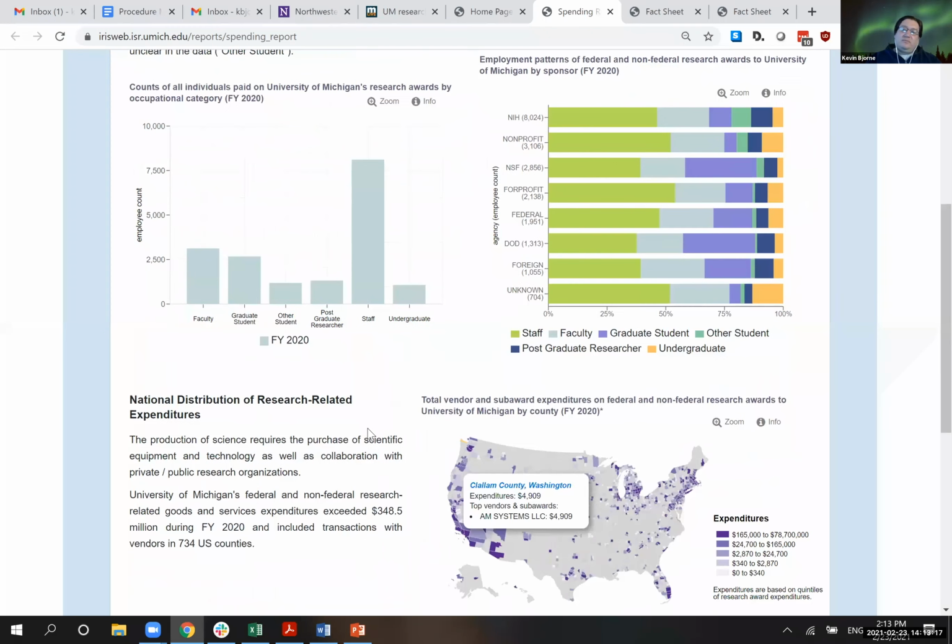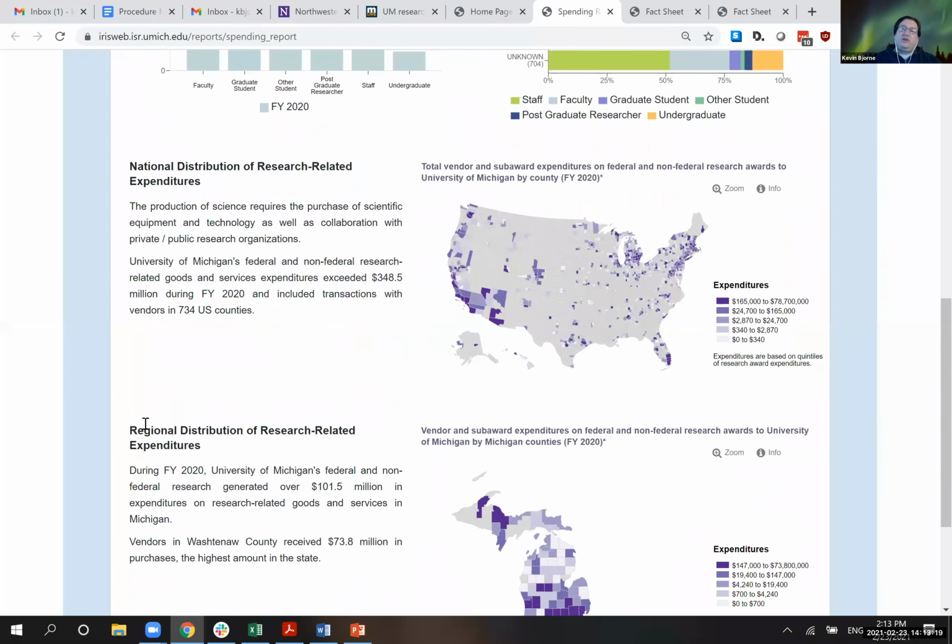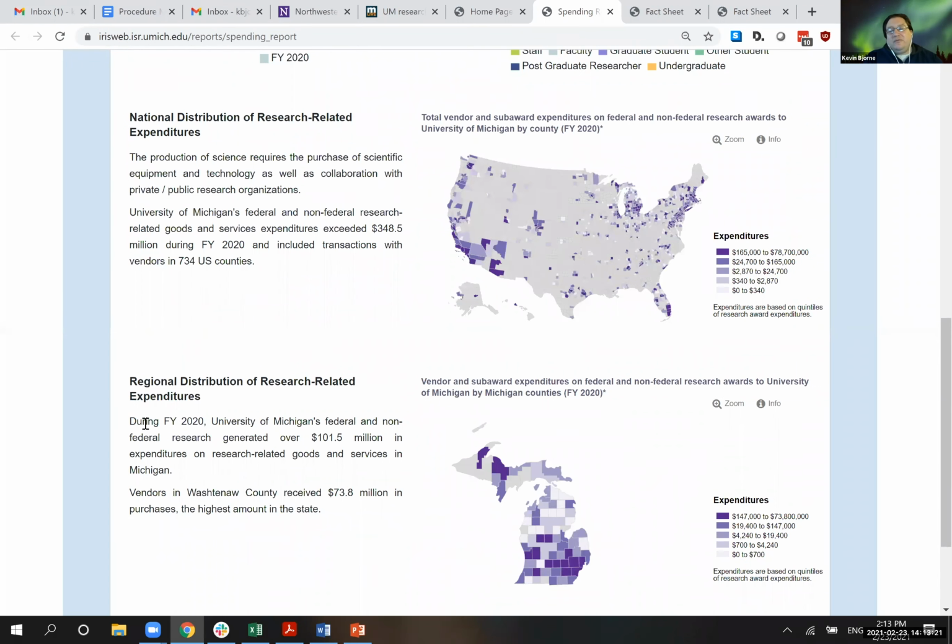In addition, on this first page, we also look at the impact of spending. So when I say spending, what I'm referring to specifically is vendor purchases or subaward contracts that are spread, as you can see, across the country. There are, of course, hotspots, it's obvious, but you can also drill down into these maps and identify particular counties and who the top vendors are.